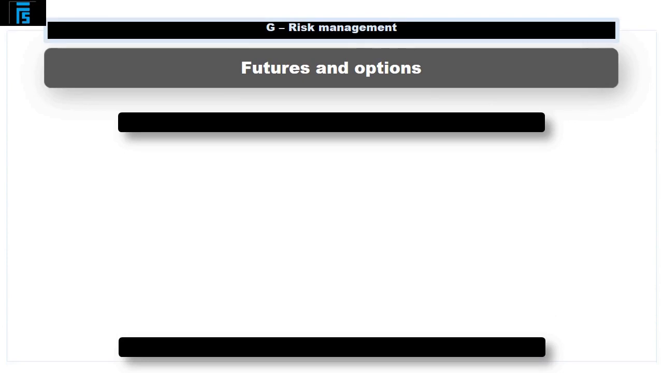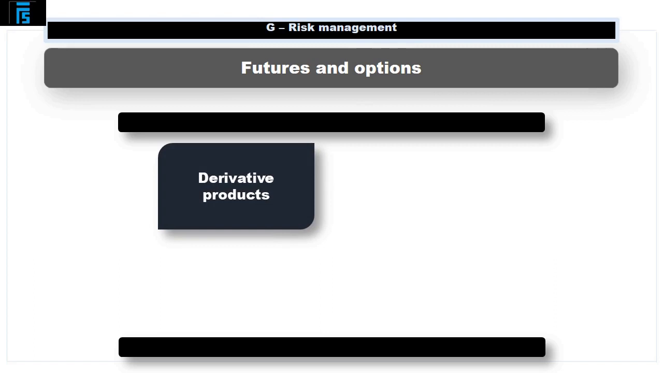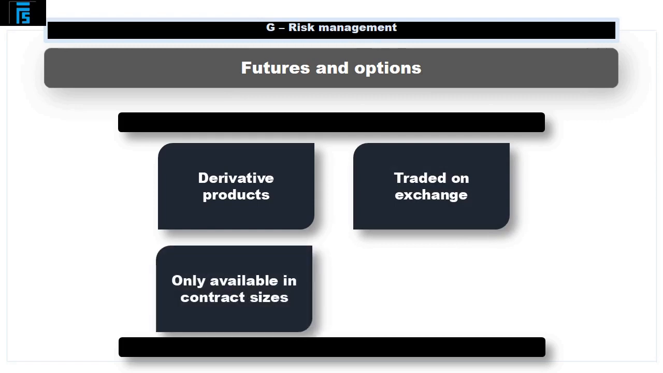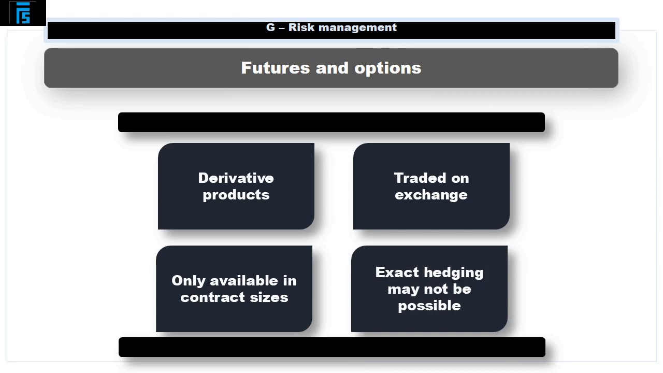Futures and options. Futures and options are derivative products and they work in a very similar way to that described in the exchange rate risk presentation. A future is exchange traded, which means it is only available in set contract sizes, for example blocks of £500,000, and so it may not be possible to exactly hedge the loan being taken out.